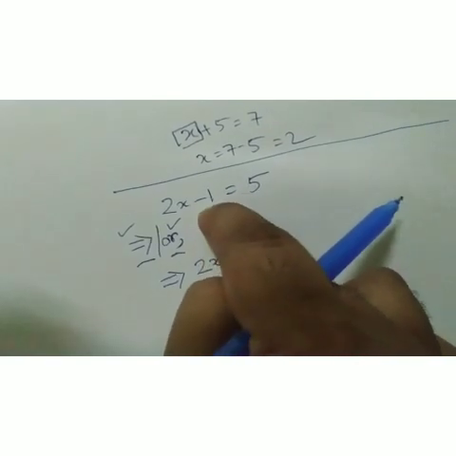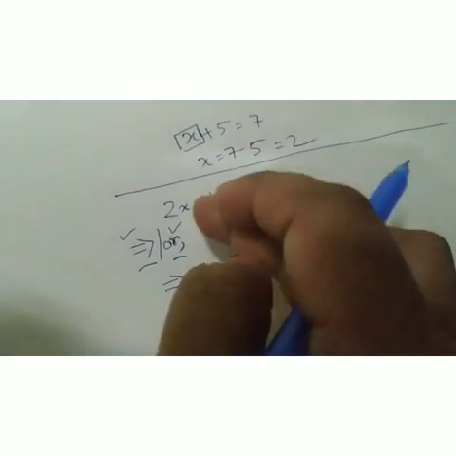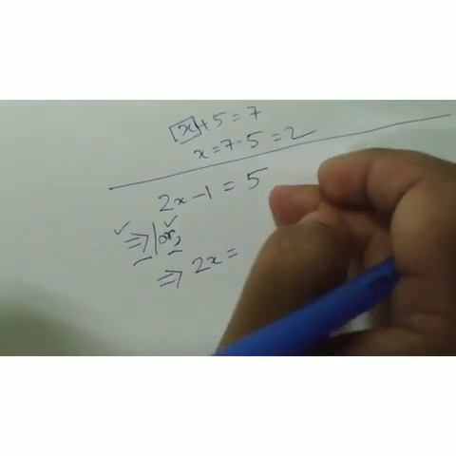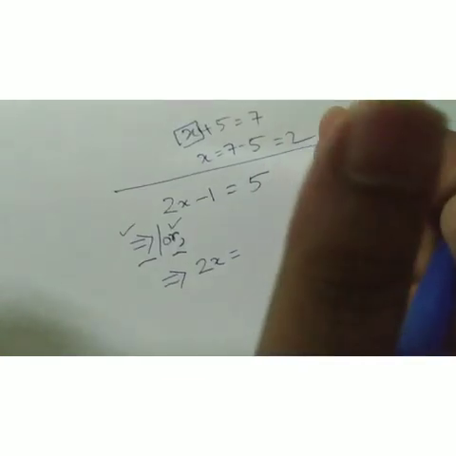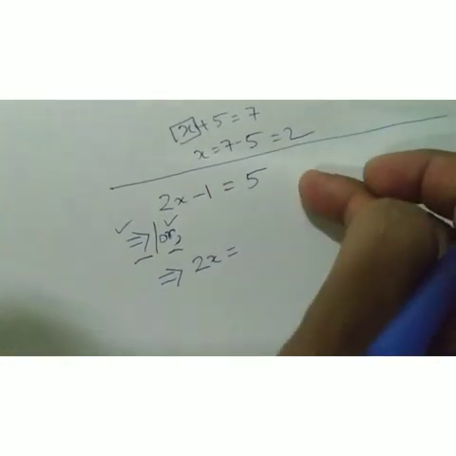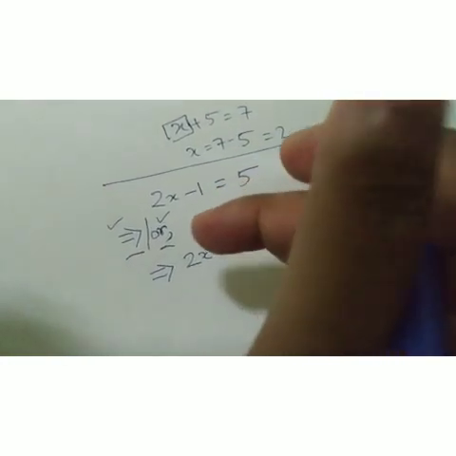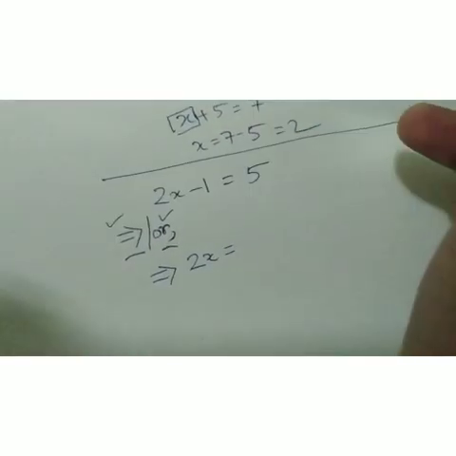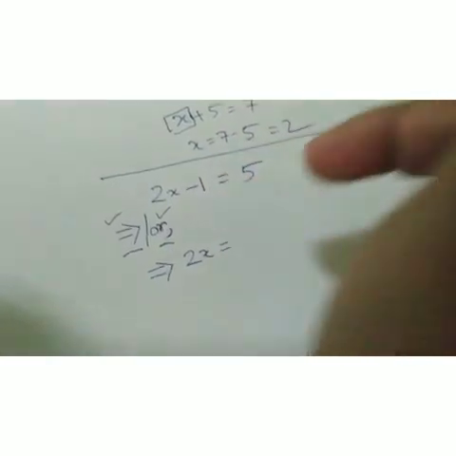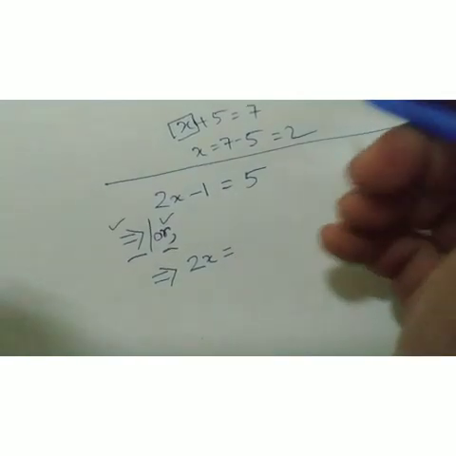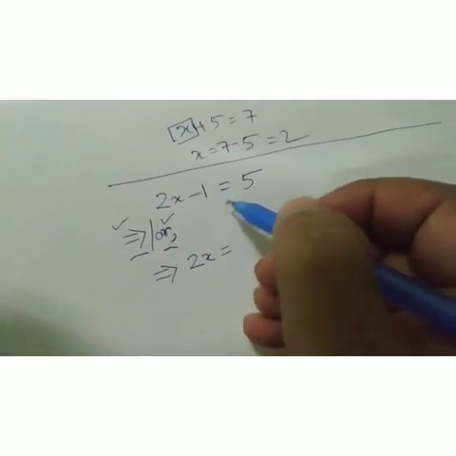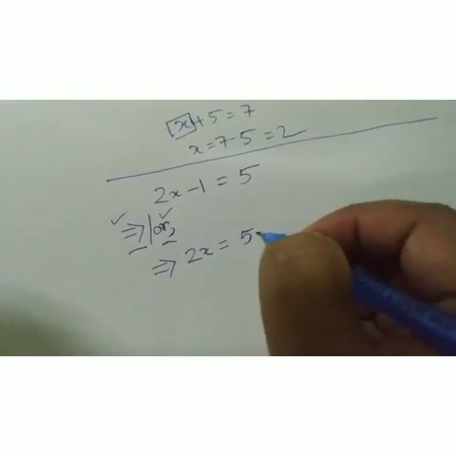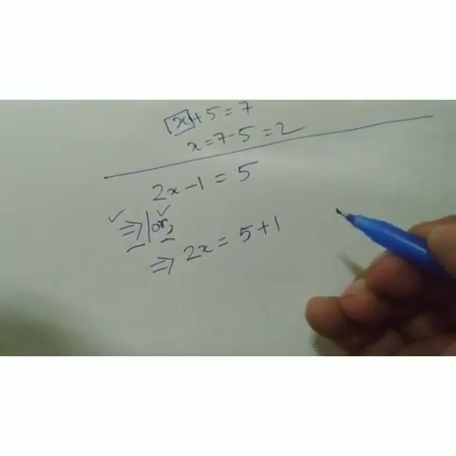The opposite of minus is what? Plus. Again, if we have multiply, if we shift to the right side, it will become divide. So the opposite of minus sign is plus, and the opposite of multiply is divide. Similarly, the opposite of plus sign is minus, and the opposite of divide sign is multiply. So here there is a minus sign. If we shift to the right side, it will become 5 plus 1.